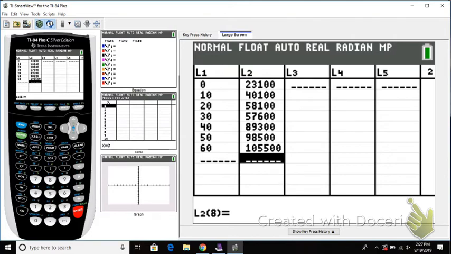Yep. I bet you forgot your comma. Oh, yeah, I bet I did too. That's all right. It's a common mistake.